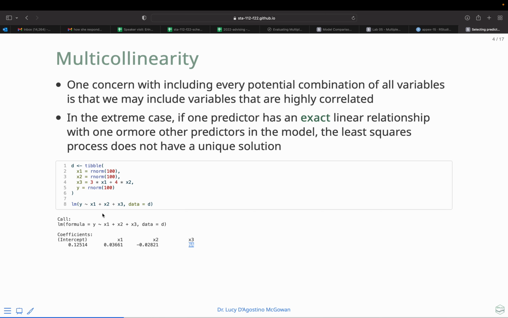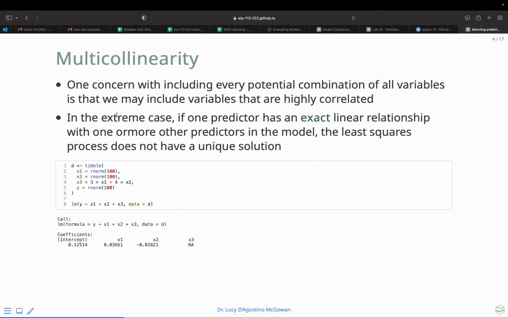This is also why, when we were creating those indicator variables ourselves and we included all of the indicator variables instead of the k-1 categories of the categorical variable, we got an NA for that last one, because that last one was a perfect linear combination of the rest of them.